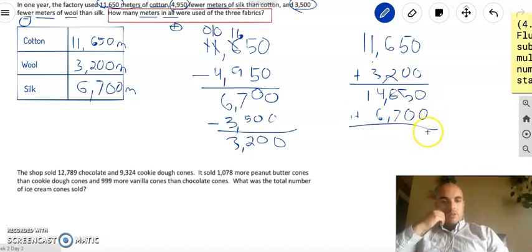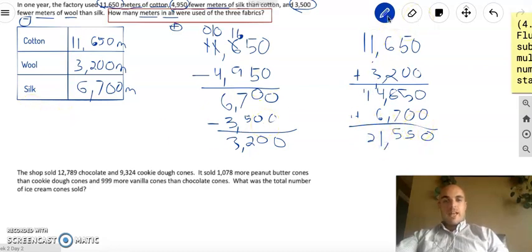Great. 0 plus 0 is 0. 5 plus 0 is 5. 8 plus 7 is 15. I'm going to carry my 1. Just like that. 1 plus 4 is 5. Plus 6 is 11. Carry my 1. 1 plus 1 is 2. So 2, 3, comma. So 21,550.